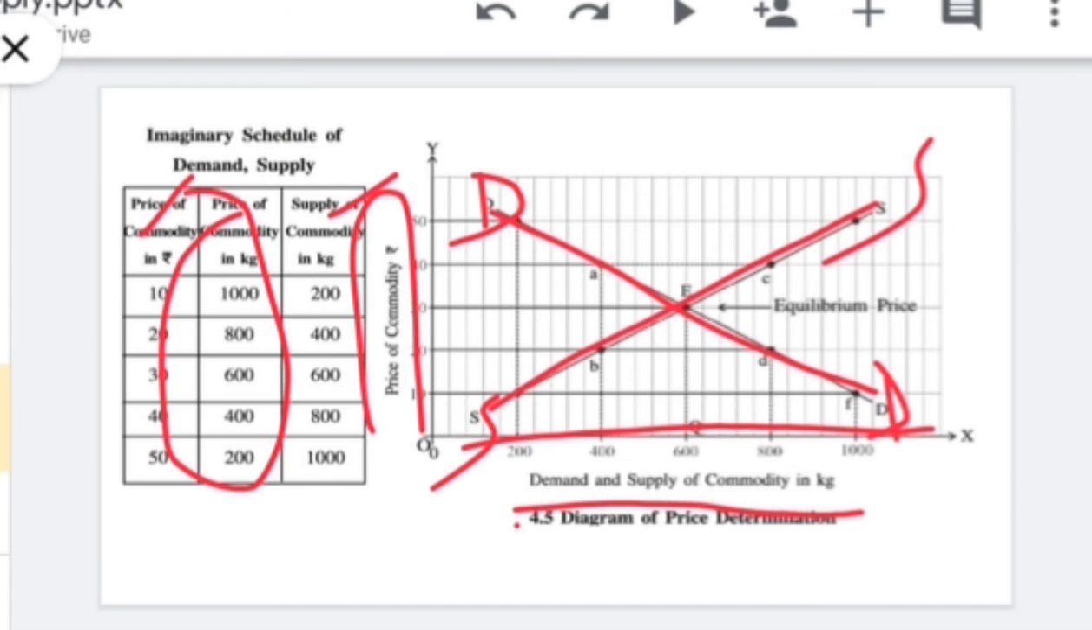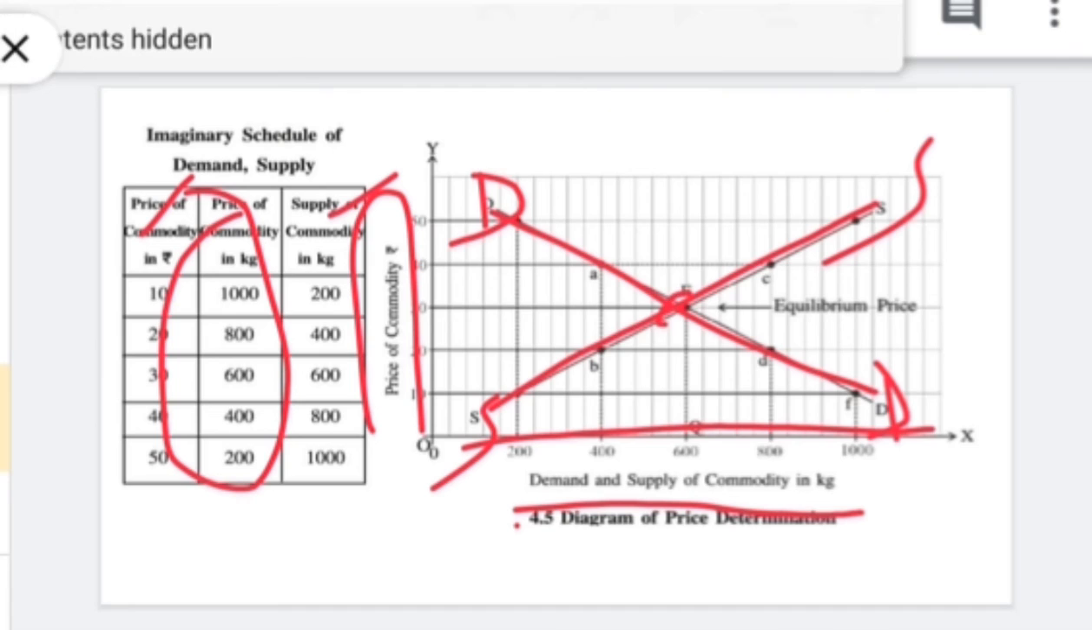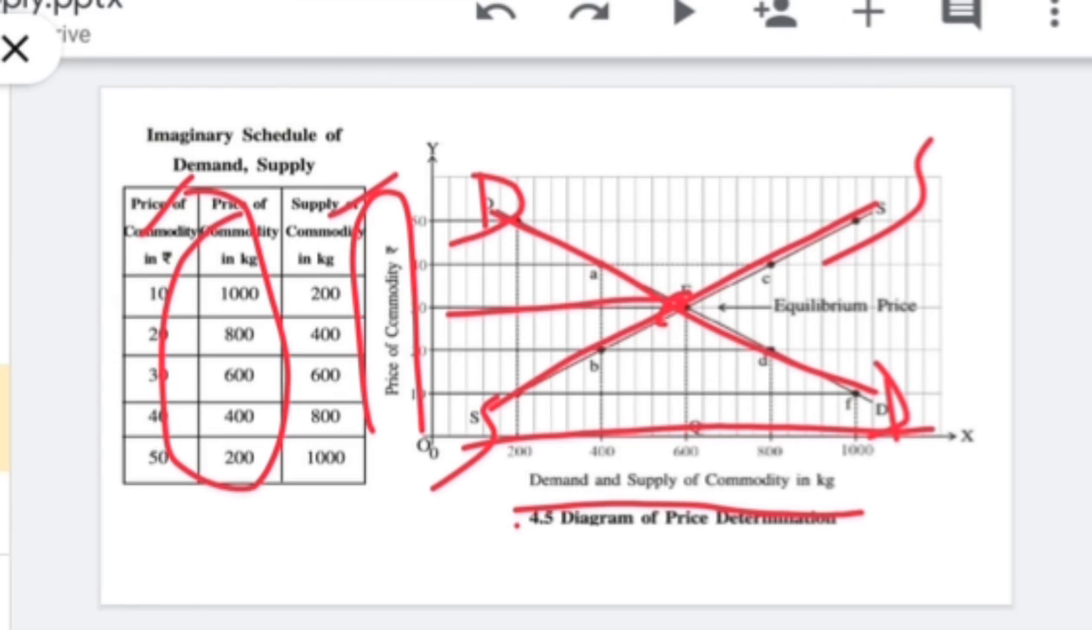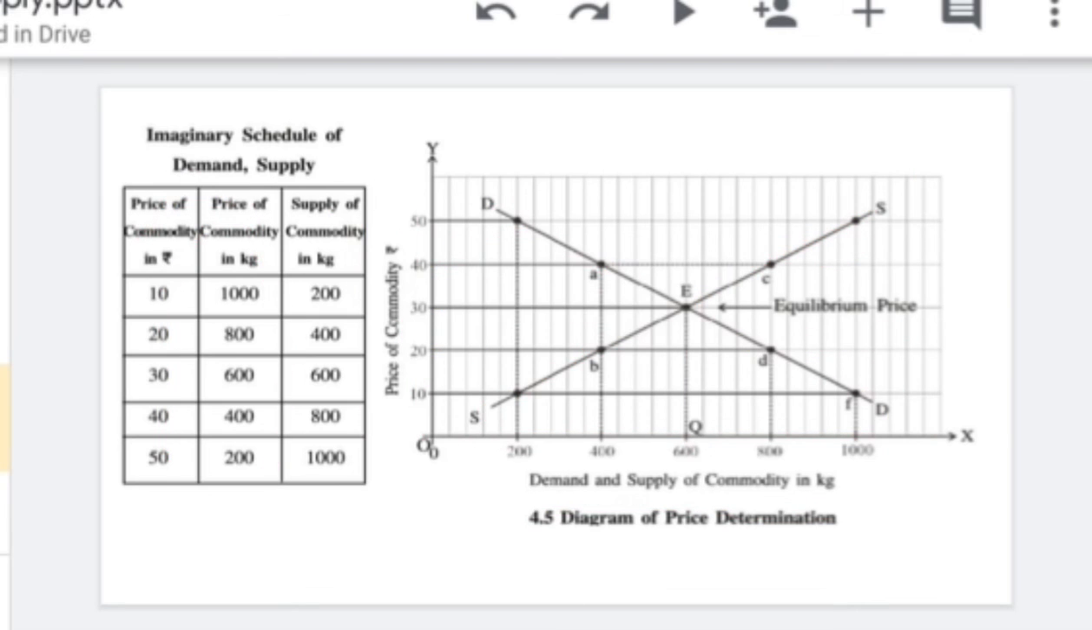Now where do these intersect? This is the intersection point. And we can see that 30 is the price determination. When is the price equal due to the demand and supply curves? The answer is 30, and this is known as the equilibrium price. So in short, there is an equilibrium in price when the demand and supply curves intersect each other. The point where they intersect is known as the equilibrium price.